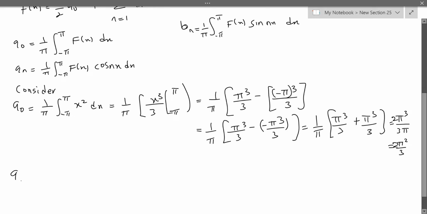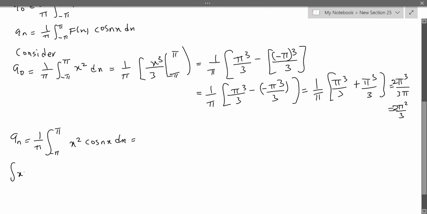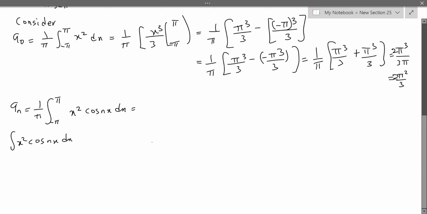Alright, let's go to an. So an is 1 over pi integral from minus pi to pi, f of x is x squared, then you have cos nx dx. To solve this, we need to know the integral of this guy. So we use the DI method here. How does the DI method work? Let's say D and I.